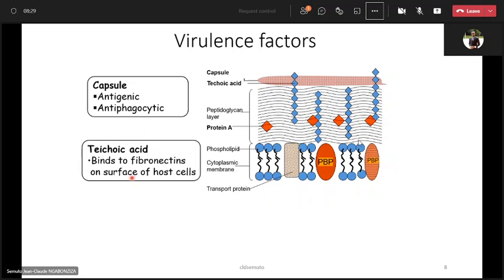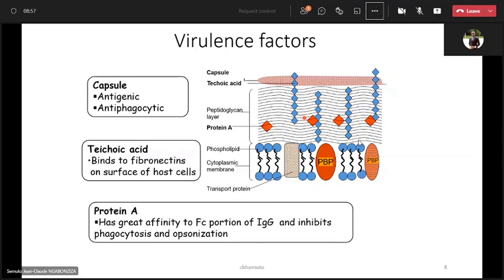We have teichoic acid, which binds to fibronectins on the surface of the host cell. So the teichoic acid, which binds on fibronectins, allows this bacteria to adhere on the surface of the host cell. So the adhesion. Then we have the protein A, which has great affinity to the Fc portion of IgG. This is one part of antibodies, and it inhibits phagocytosis and opsonization.